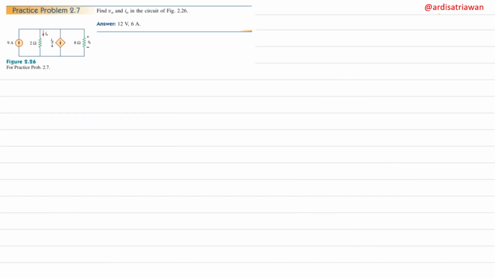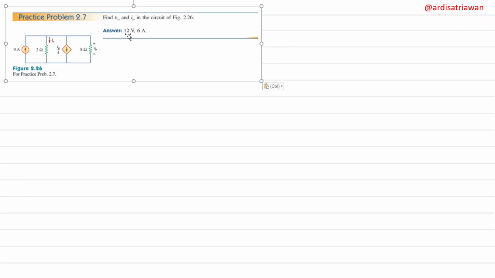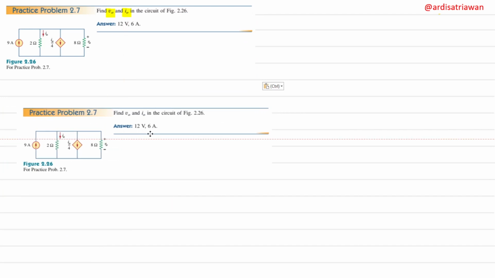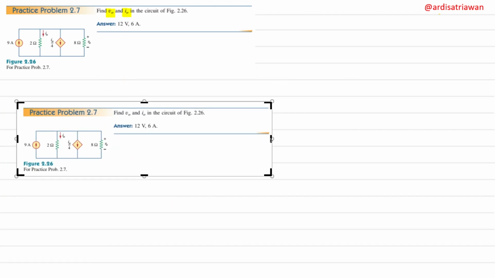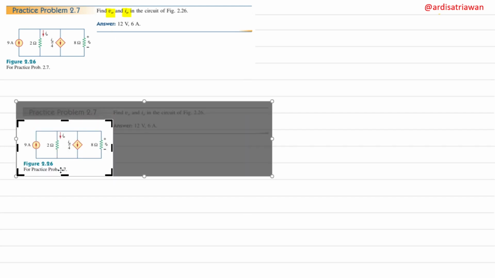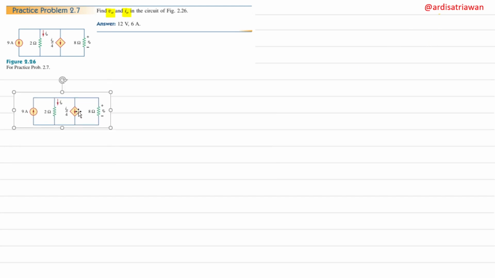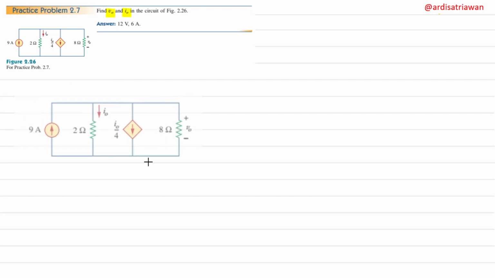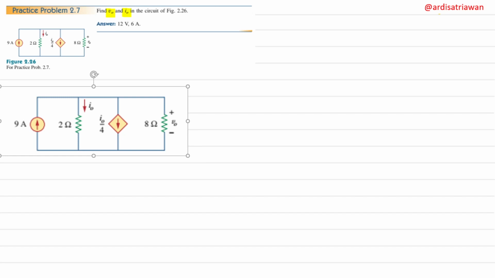Okay, now let's move on to another problem, which is practice problem 2.7, and the question is to find V0 and I0 in the circuit. As usual, I will copy this circuit first. So let's copy that circuit and make it larger. Okay, let's crop this. I think the picture will be a little bit blurry, but I don't know. Maybe it's best to resize this. Okay, I think this is good.